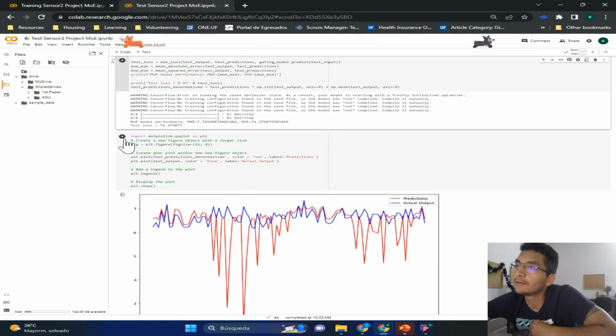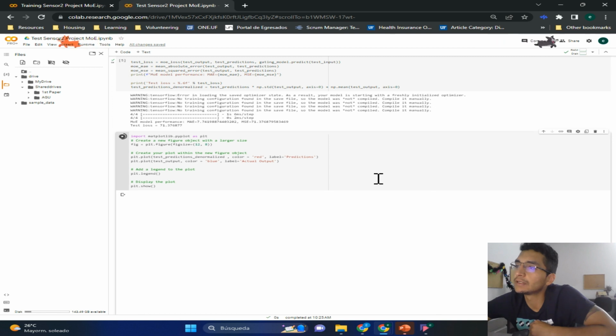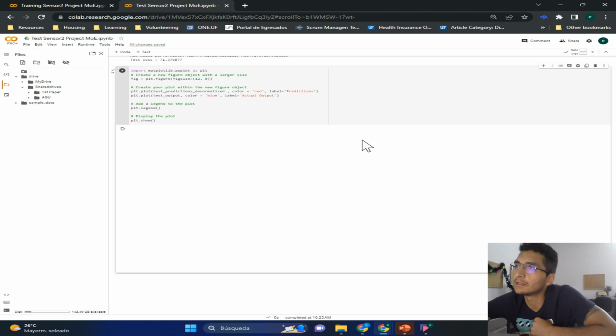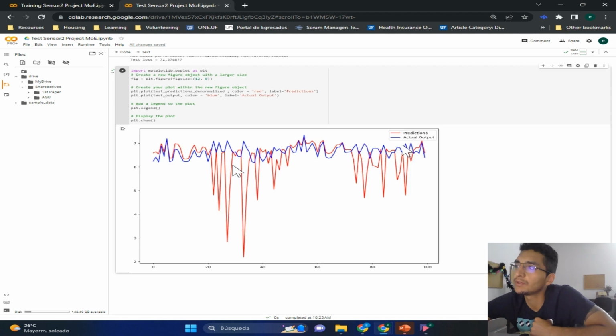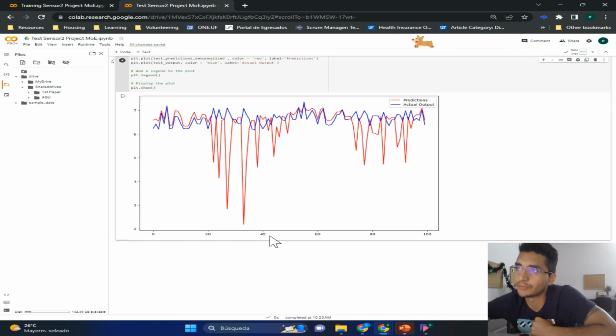And finally, we can visualize our results in the plot. The blue line is the actual values, the red lines are the forecasted values, and in this region the performance is pretty nice. This one is the same, but we have those issues where we are not getting the best results.